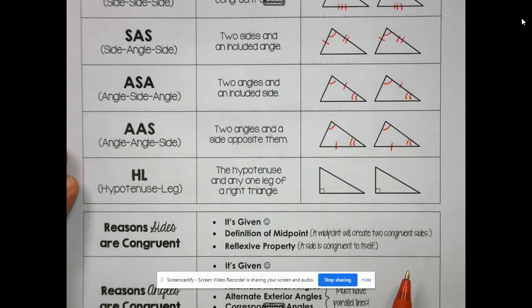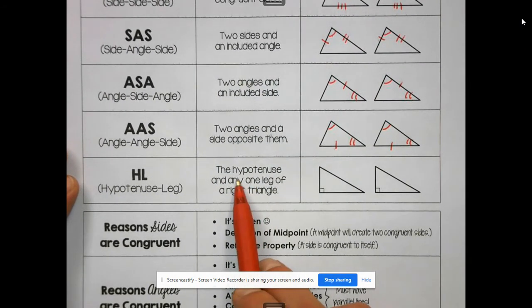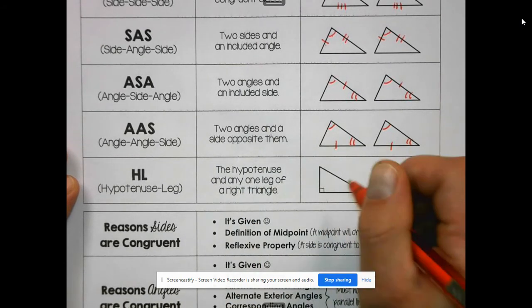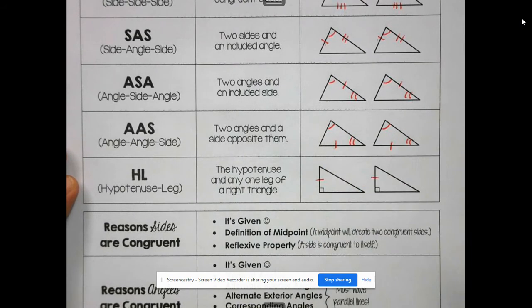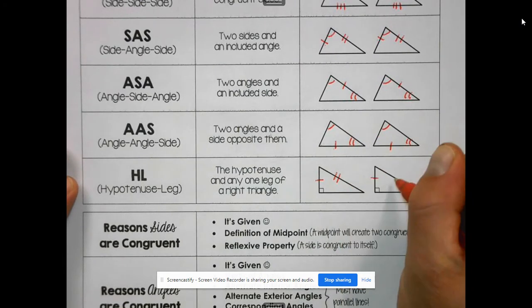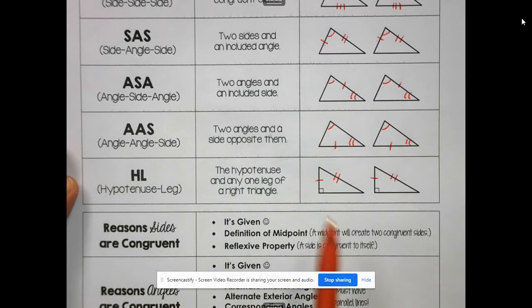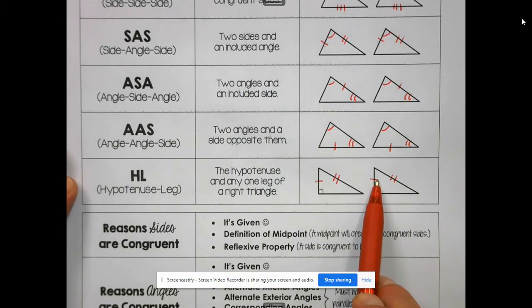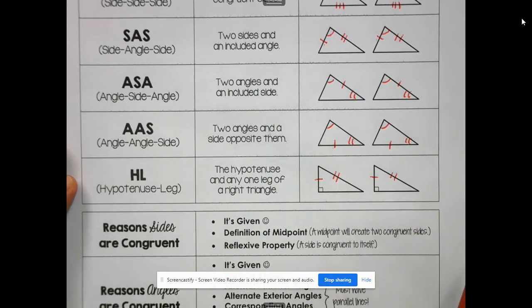Last one's hypotenuse leg. The hypotenuse and any one leg of a right triangle. So for this one to work, you've got to have for sure a set of right angles. You just have to have one set of legs congruent. So it could have been the left side or the bottom side. And then you have to have congruent hypotenuses. So hypotenuse leg, you've got a set of congruent legs. You've got a set of congruent hypotenuses.